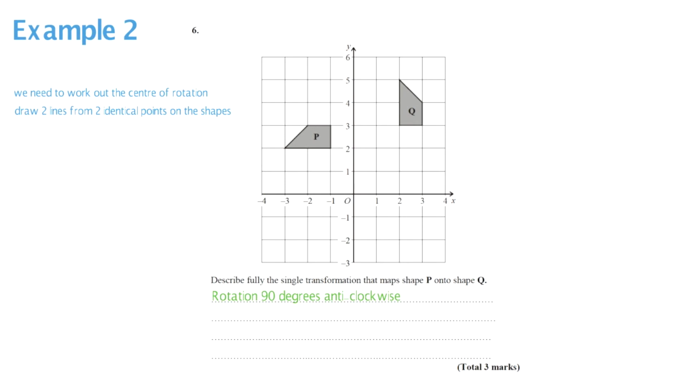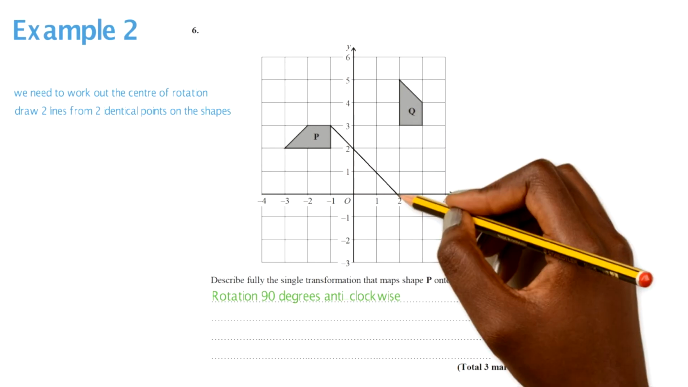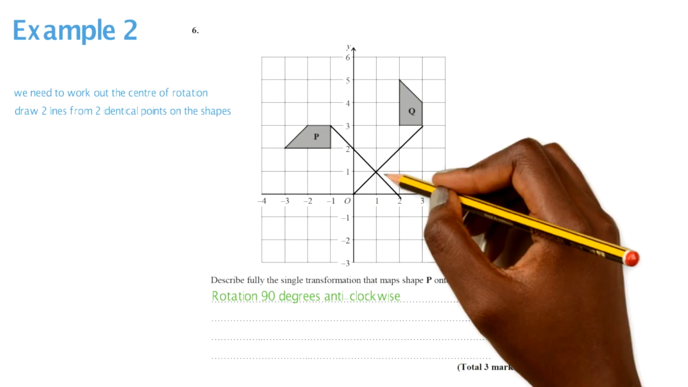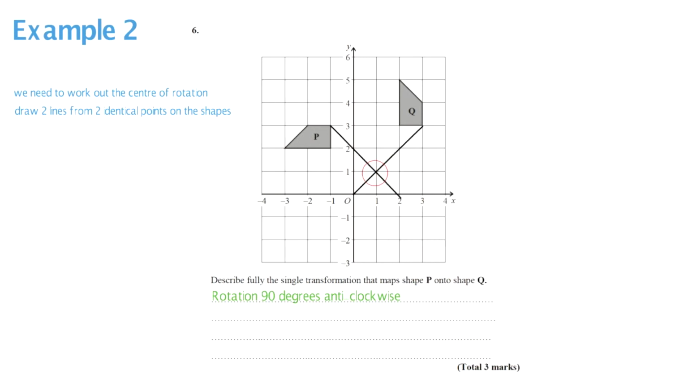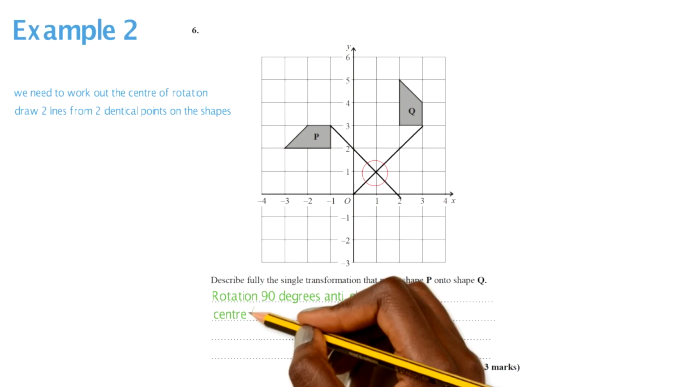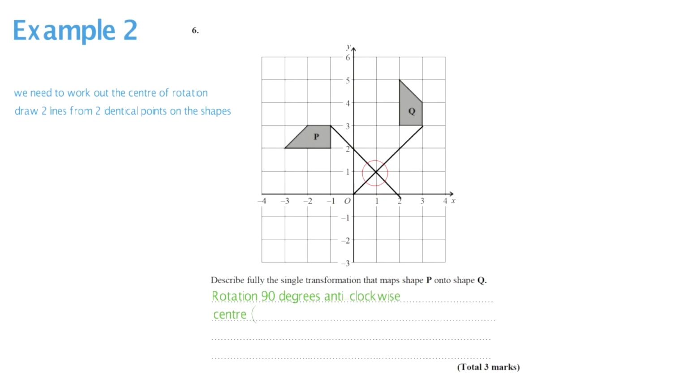Now to work out the center of the rotation, the shape P onto Q. So to work out center origin, you're going to work out 2 of the same points, see where they meet. It's crossing at 1, 1. So I know that therefore the center of rotation is 1, 1. So 2 of the same corresponding points.